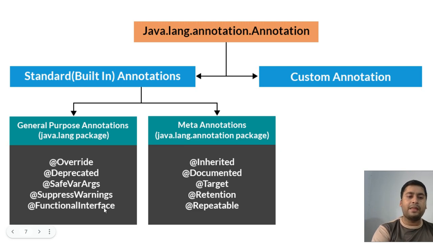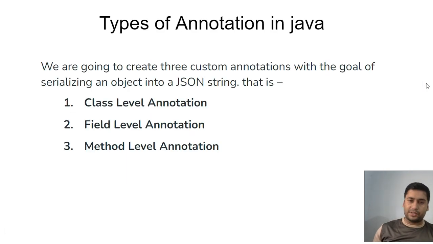So these are the general purpose annotations, and these are the meta annotations: Inherited, Documented, Target, Retention, Repeatable. Those are also very important annotations, you have to be aware of them. Whatever starts with the @ symbol is an annotation. You can also create your own annotations, that is possible. So let's see the types of annotations in Java.